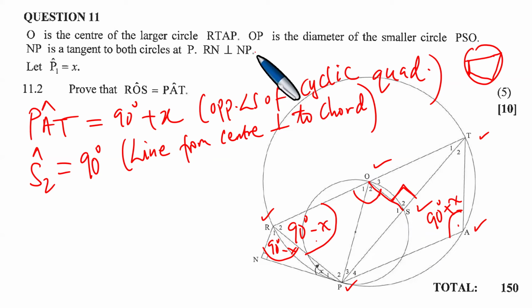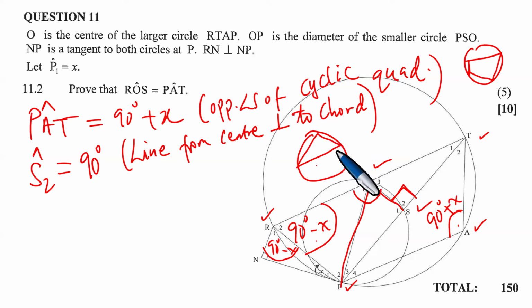I want to mention that OP is the diameter of the smaller circle. In mathematics, we always say that a diameter subtends an angle of 90 degrees. Learn this, because most of you are still learning geometry. A line through the center of a circle is called a diameter, and it subtends an angle of 90 degrees here and there. So this diameter of the smaller circle is going to subtend an angle of 90 degrees there. But it's a straight line, so S2 is also 90 degrees. And that is the point we're trying to raise.